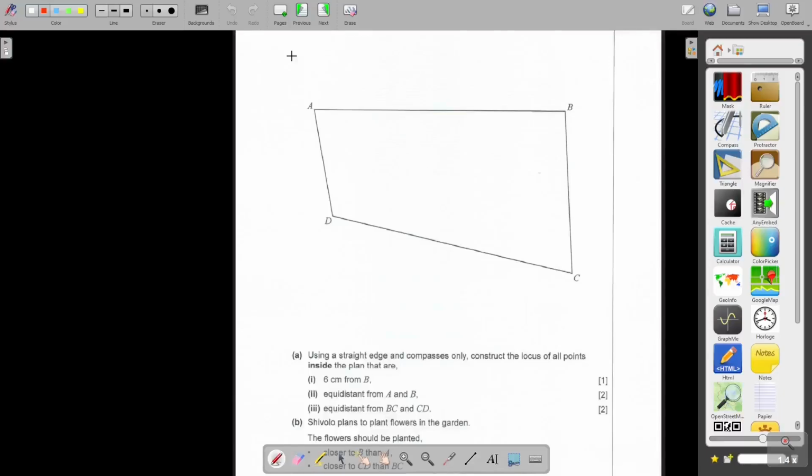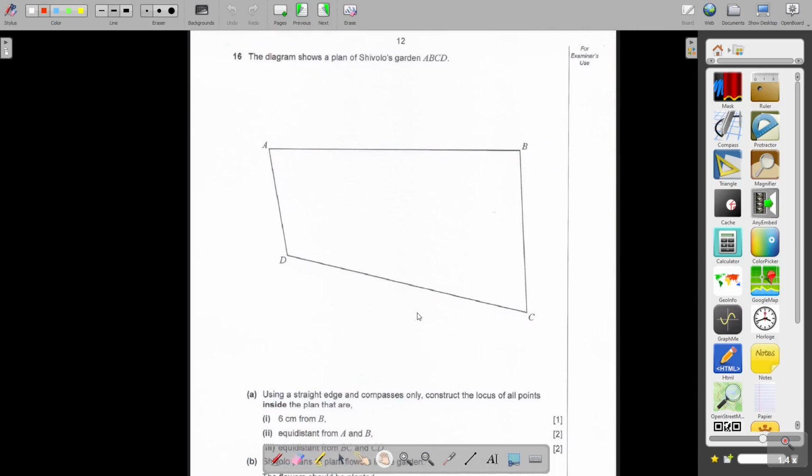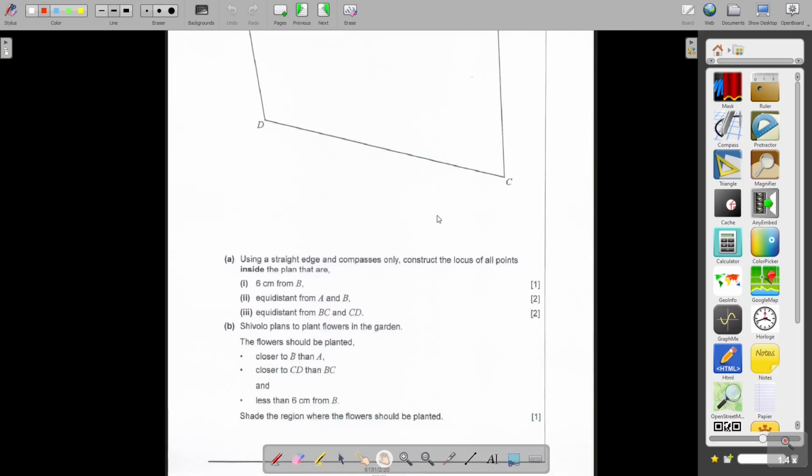Question number 16. The diagram shows a plan of Shivulu's garden ABCD. Now, if I just quickly look at this question, I can see equidistance, locus, definitely locus. So let's just go to the textbook.